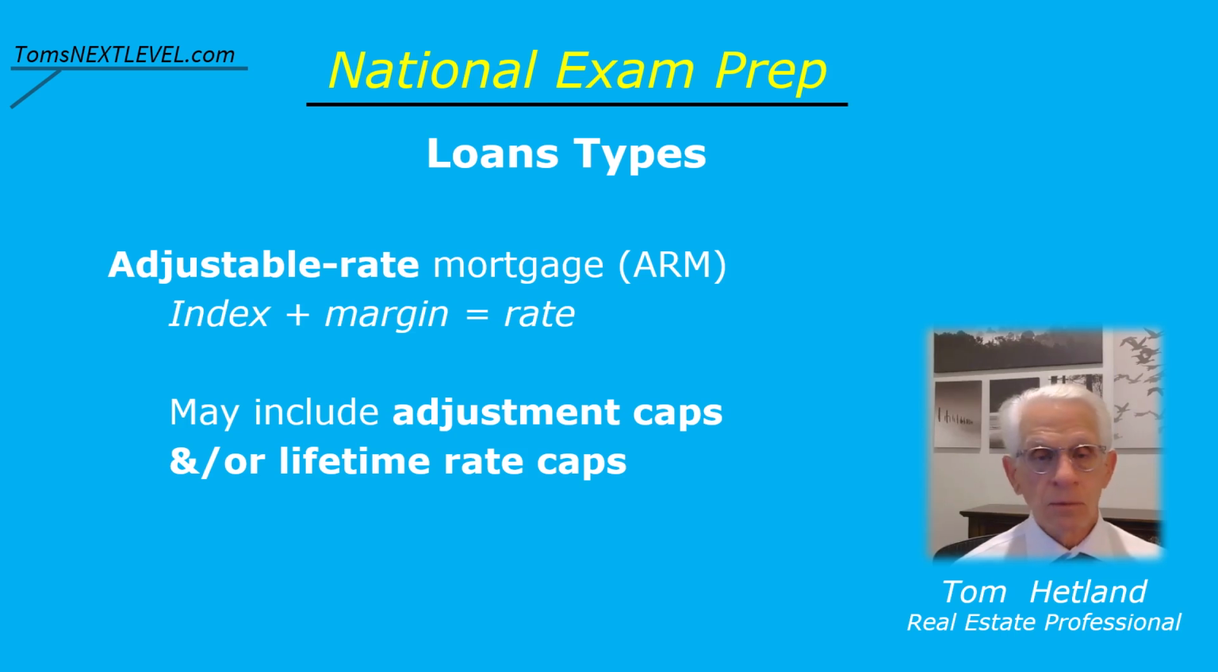Wrong. Wrong, because it'll tell you in the test question, if the index goes to 6 and the margin stays at 2, that means the interest rate could be 8, but there was an adjustment cap of 1%. Can't adjust more than 1% per year. So instead of jumping from 6 to 8, the loan itself would limit the maximum interest rate you can be charged in that second year to 7.